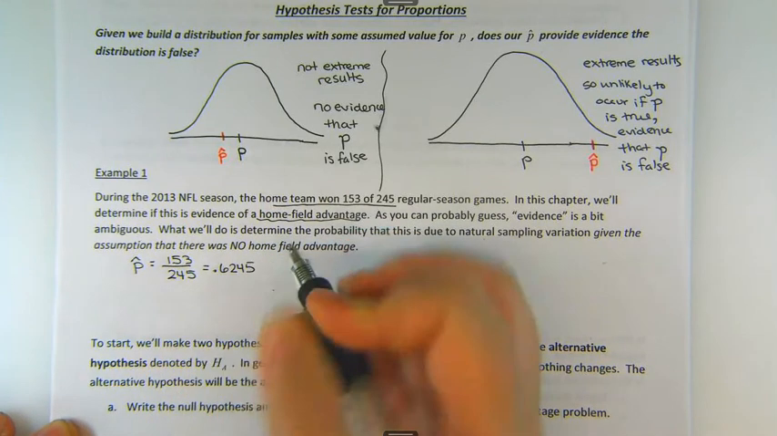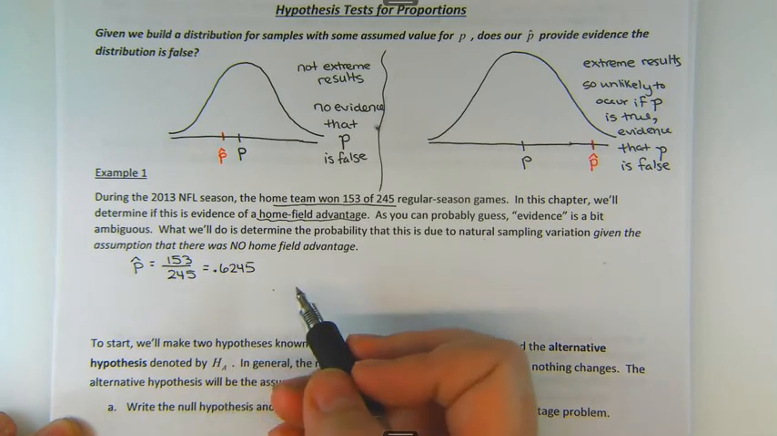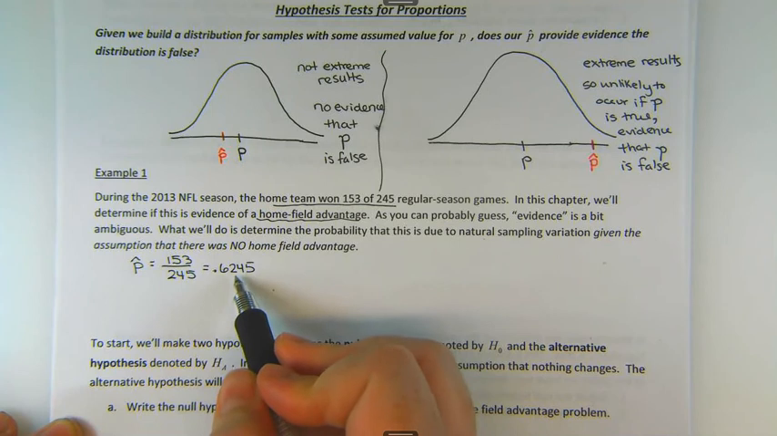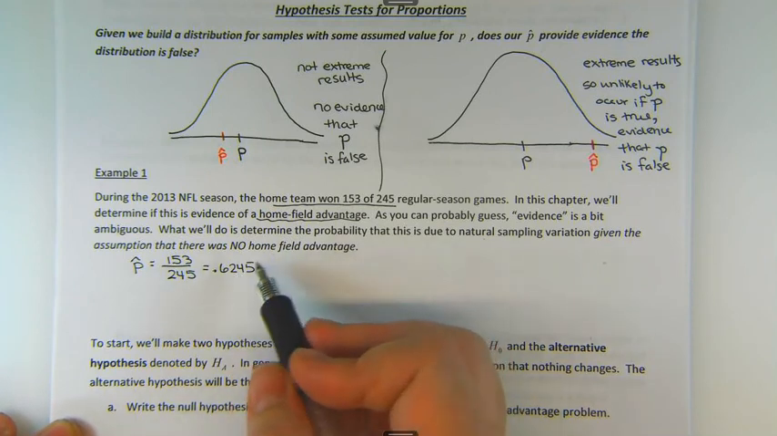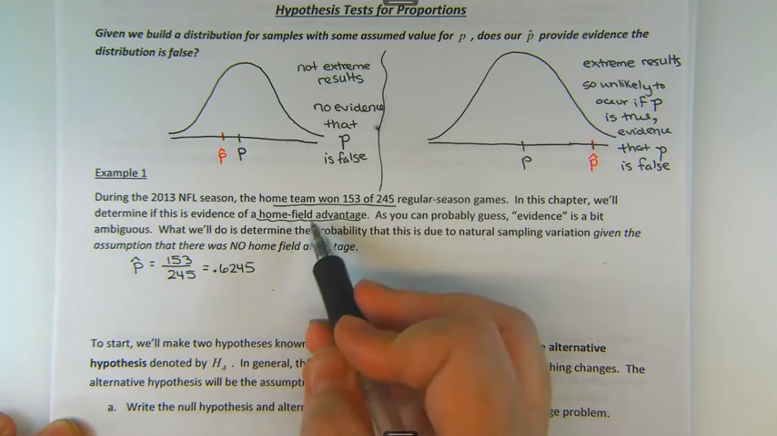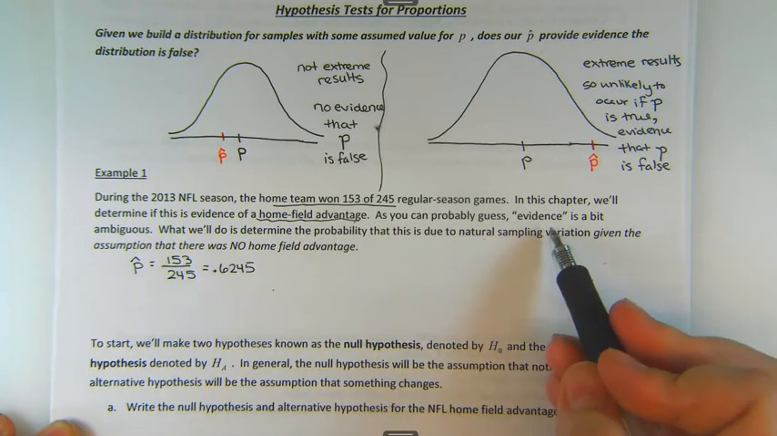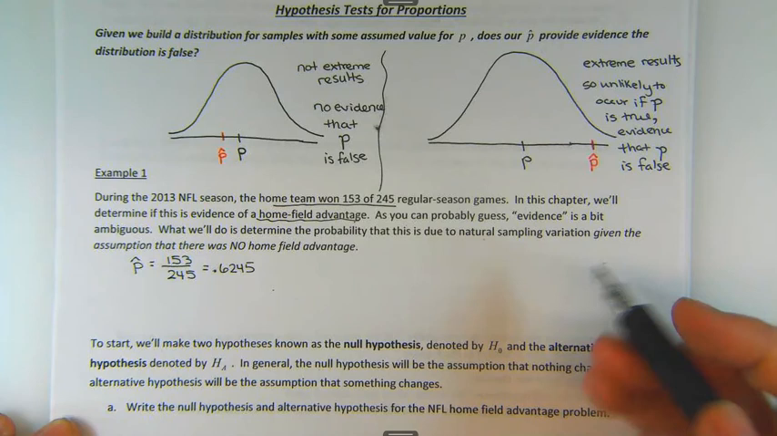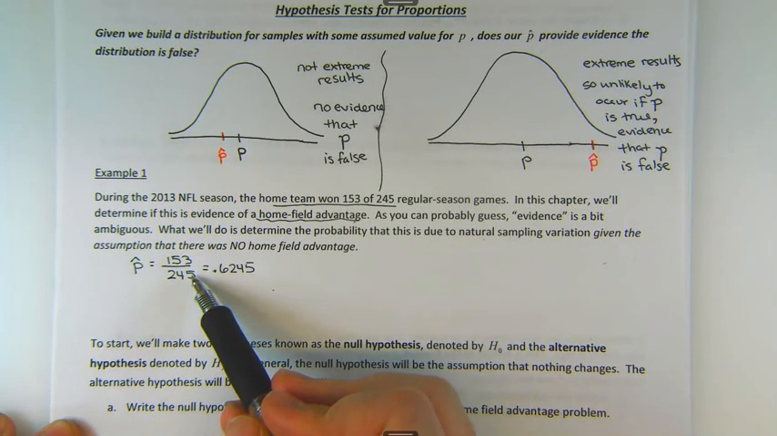So if the home team is winning 62.45% of the games, we want to see, is that an actual advantage? And what we need to see is, is it statistically significant? Yes, this is a high percentage, so it shows that there might be a home field advantage, but is it significant enough to officially say, yes, this is what's happening? So finding evidence is going to be kind of ambiguous for a little while, and then we'll talk about the exact way to know whether or not we have evidence from our sample statistic.